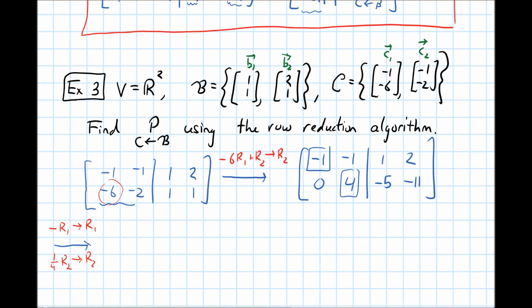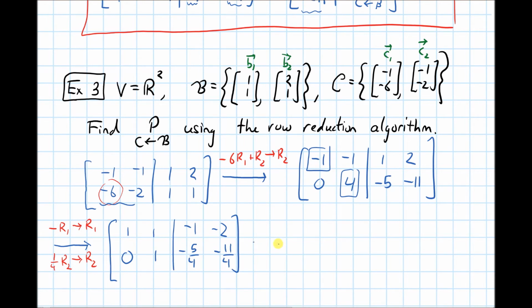It'll introduce fractions, but there isn't really a way around that here. I'll need to roll up our sleeves and deal with the fractions. It's okay. So the first row, multiplying through by negative, I'll get 1, 1, augmented with -1, -2. And then with the second row, when I multiply by 1/4, I'll get 0, 1, -5/4, and -11/4.